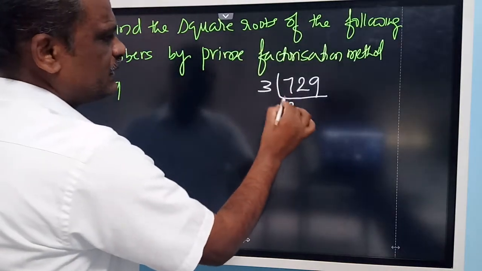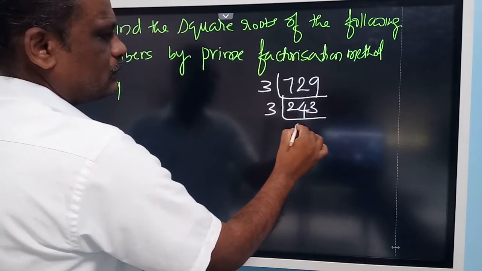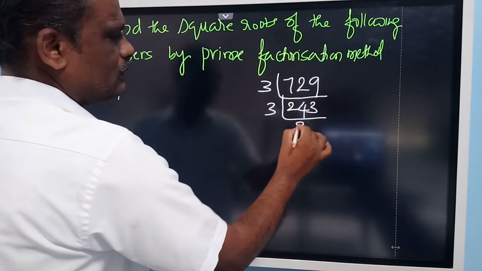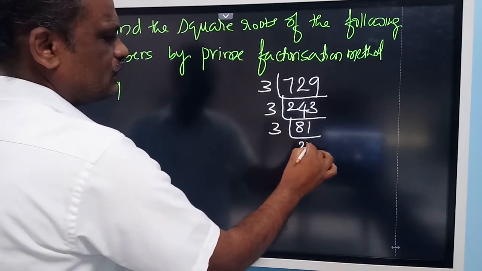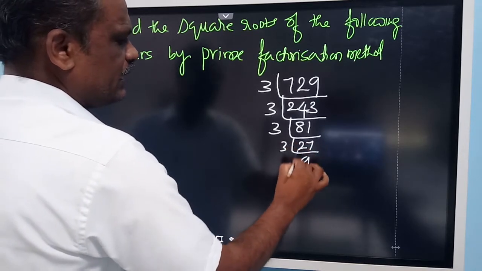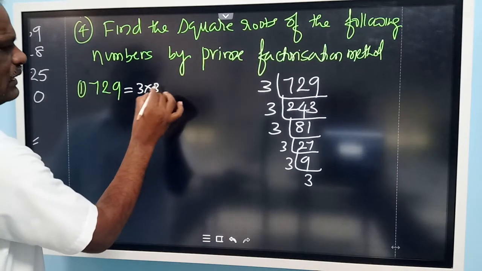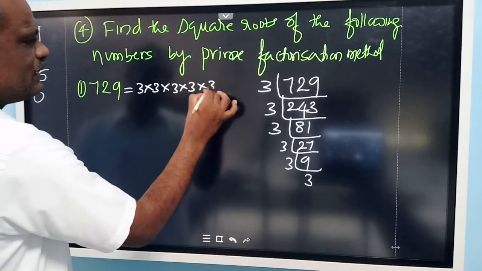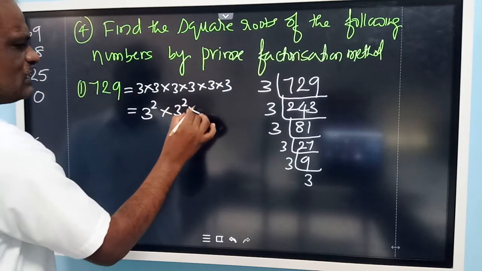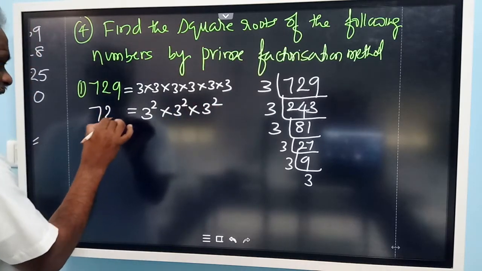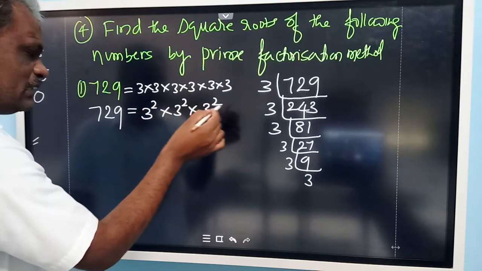So 3 2s are 6, 3 4s are 12, 3 3s are 9. Again by 3: 3 8s are 24, 3 1s are 3. Again by 3: 3 2s are 6, 3 7s are 21. Again 3 nines are 27, 3 threes are 9. So 729 can be written as 3 into 3, 3 into 3, again 3 into 3, which is 3 square into 3 square into 3 square. We write it as the product of 3s like this.